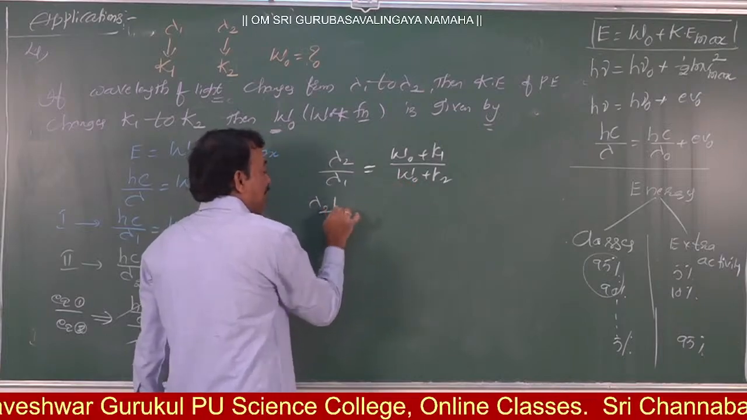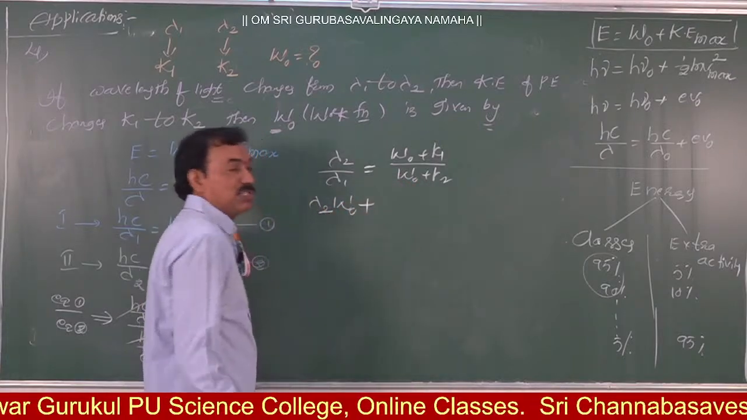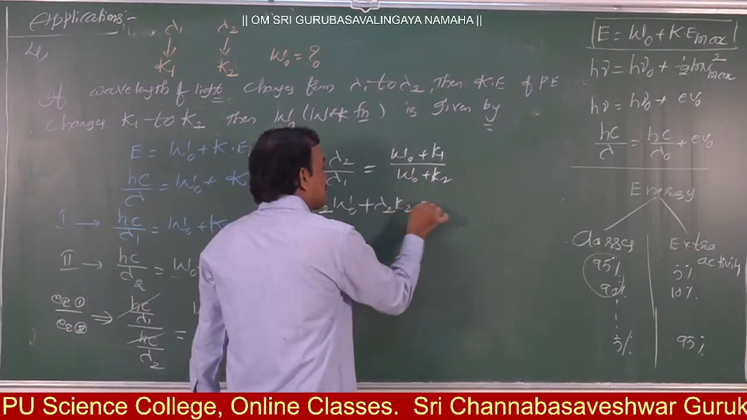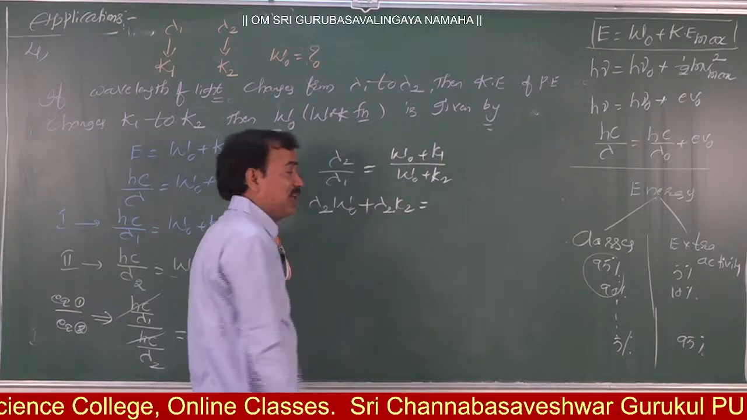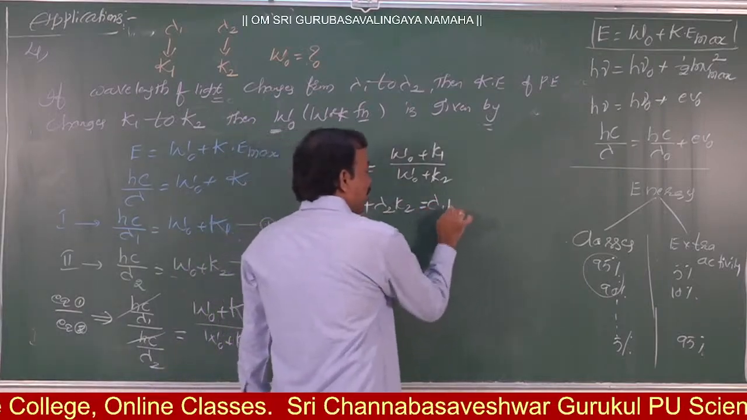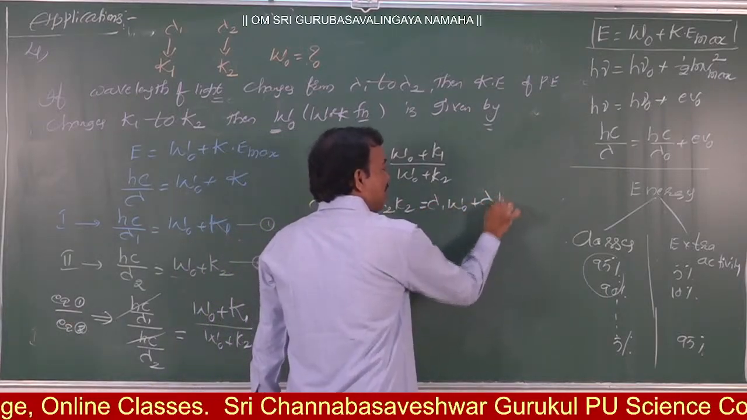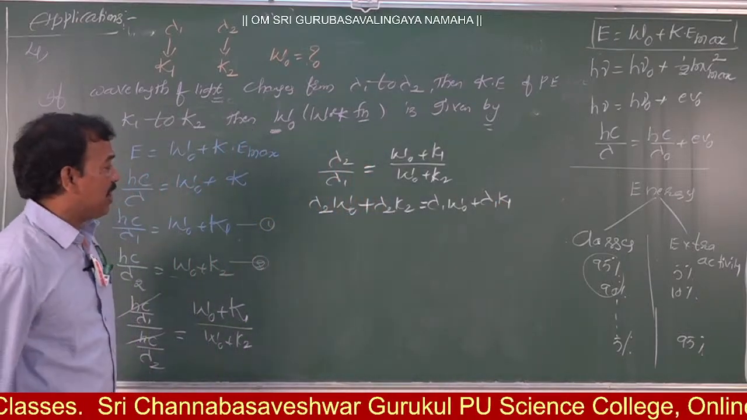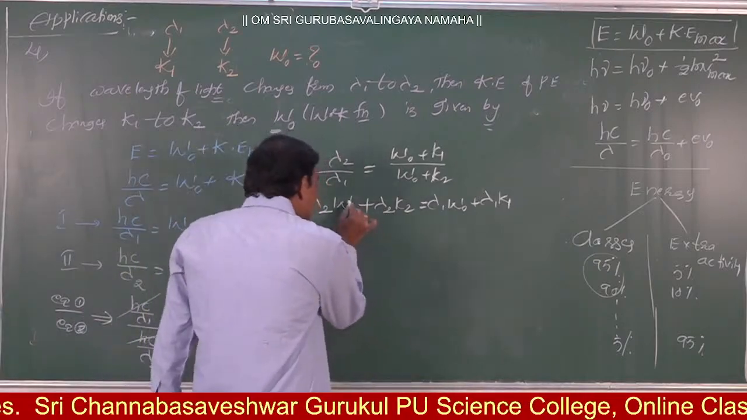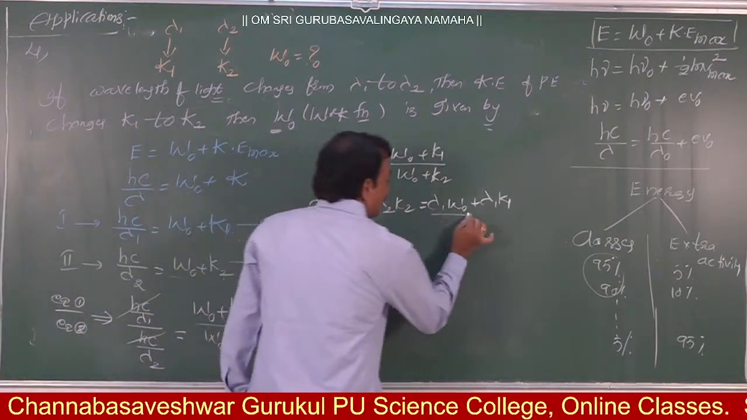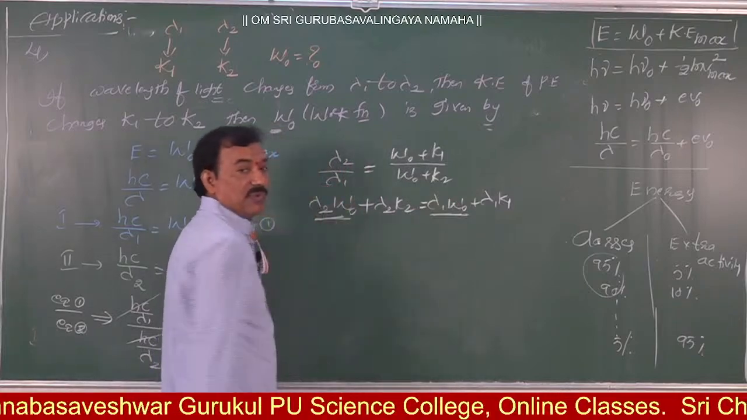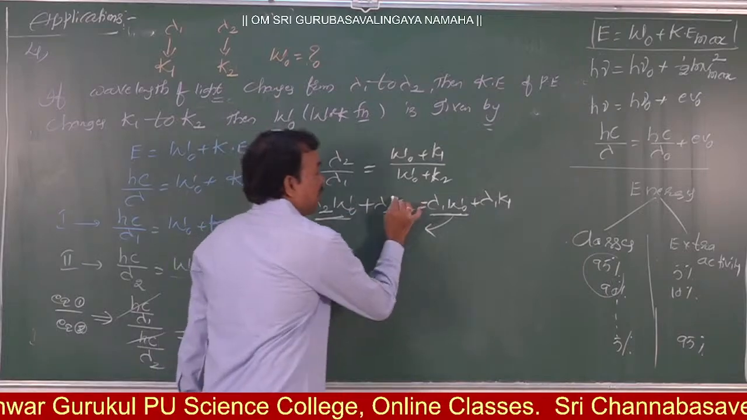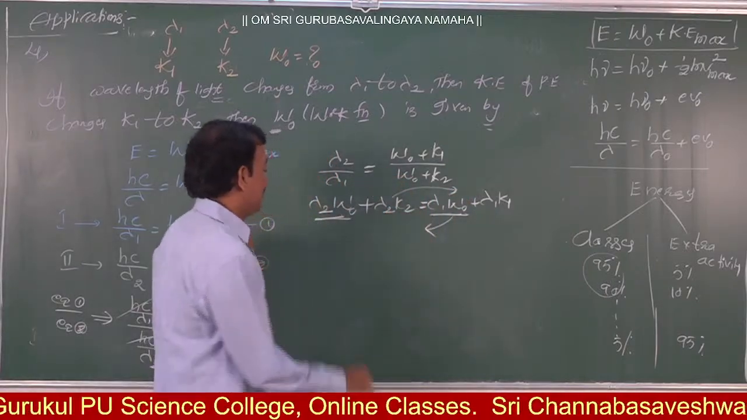I will have the direct equation lambda 2 into W naught plus lambda 2 into K2, which is equal to lambda 1 into this value here, lambda 1 into W naught plus lambda 1 into K1. So now we have to write the W naught terms on one side. It will go to this side, this becomes a negative value, and the other terms on the right side over here.